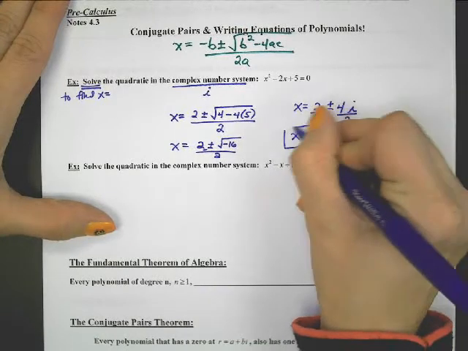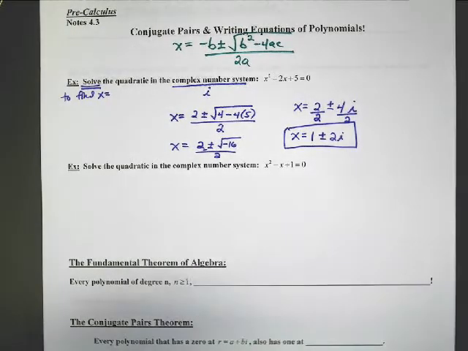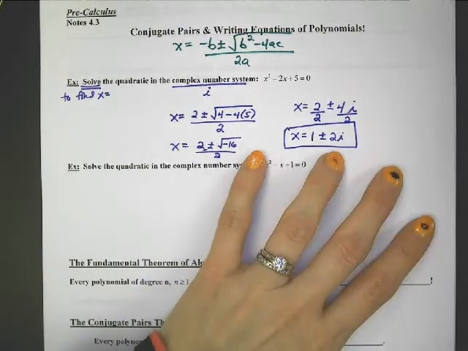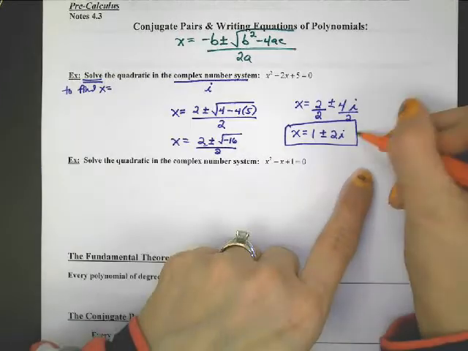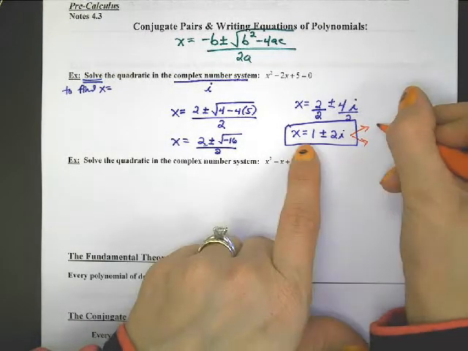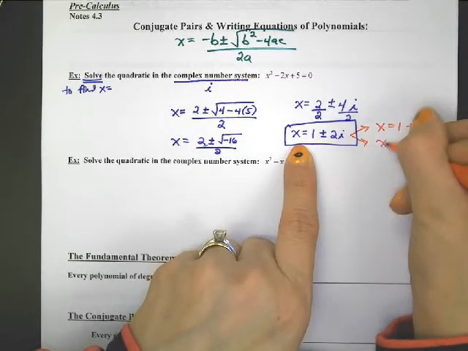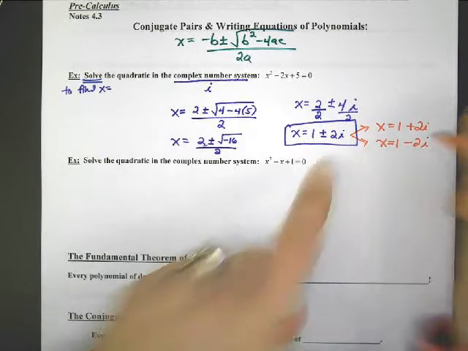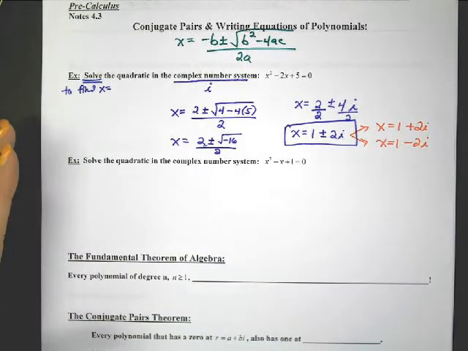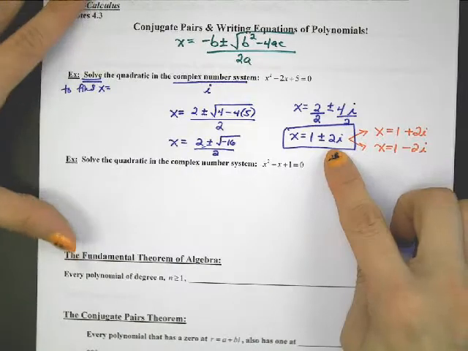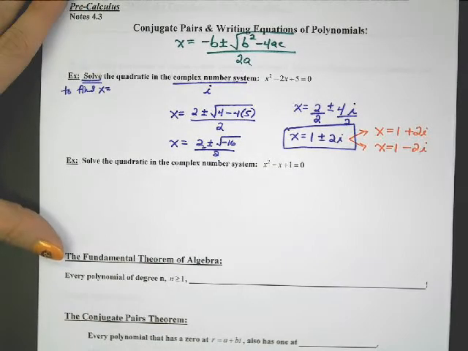So here are the two answers in the complex number system, meaning your answers had some i's. What helps a lot of people is to see the two answers. So x equals 1 plus 2i, x equals 1 minus 2i. Two answers. Whenever you get an answer right here with an i, you're going to have plus minus.